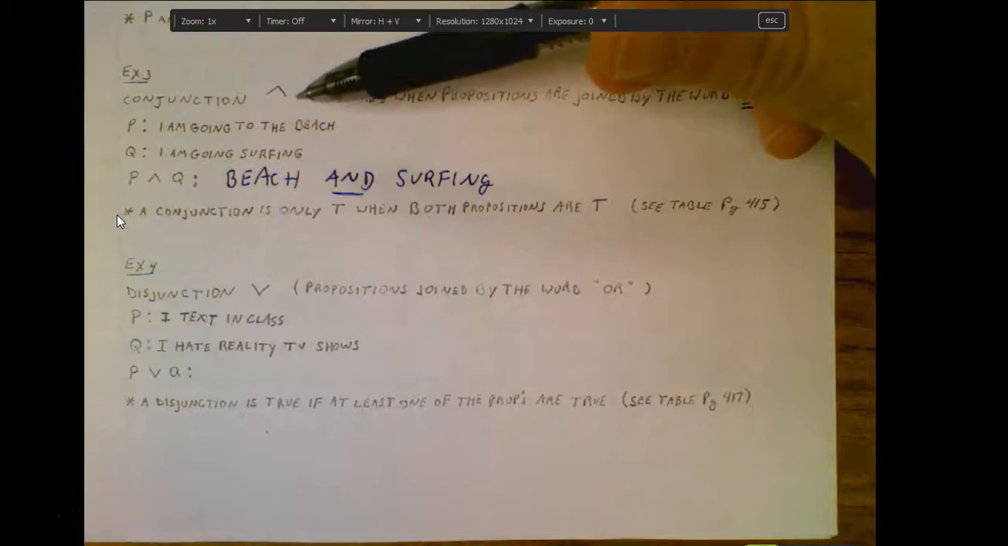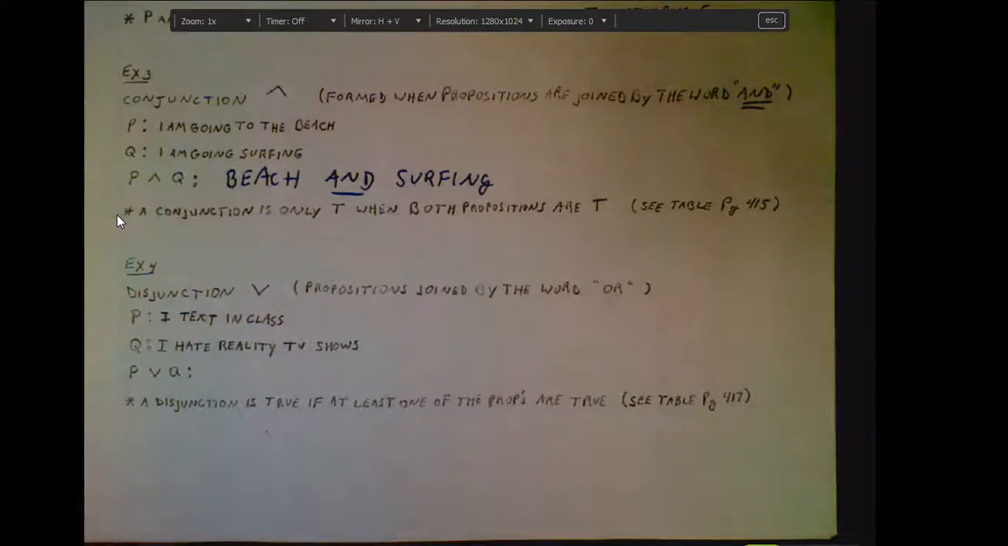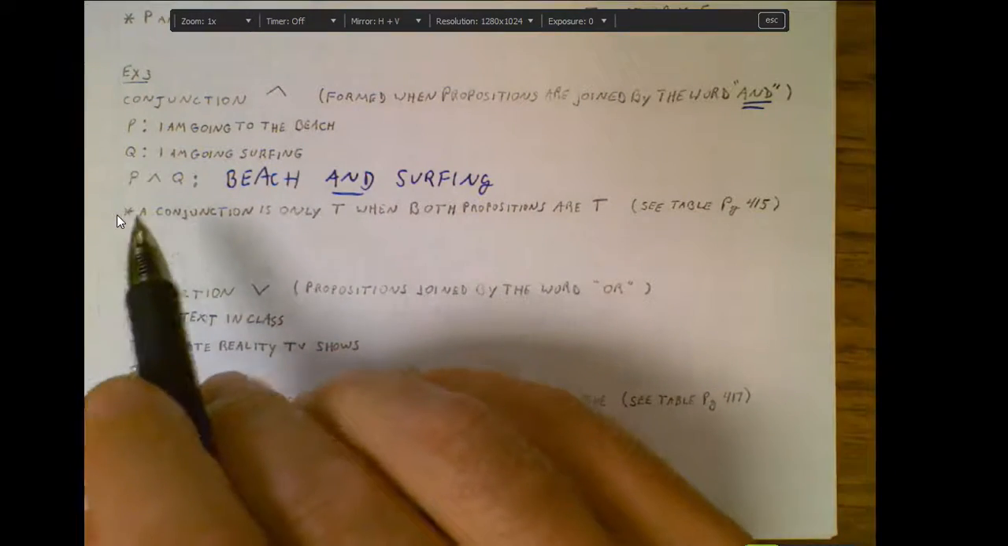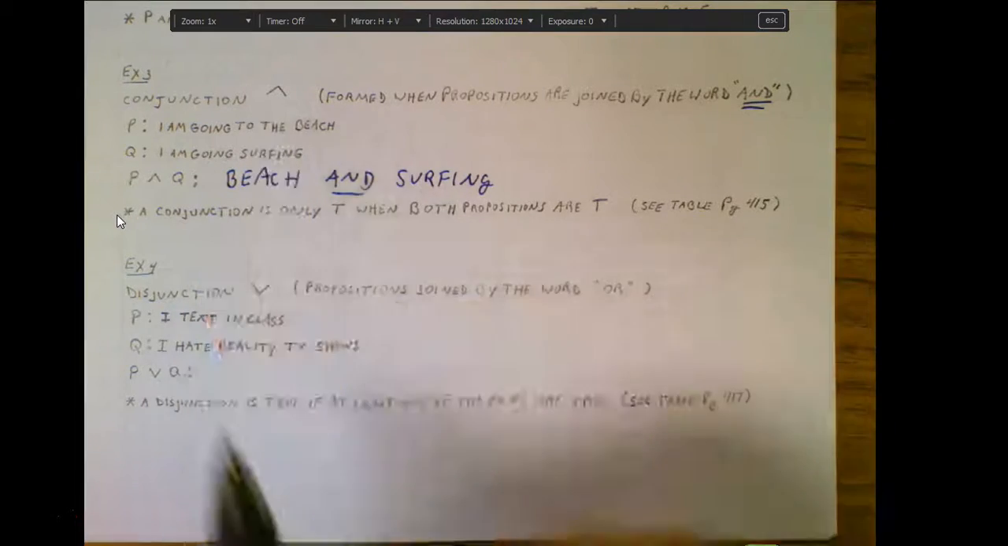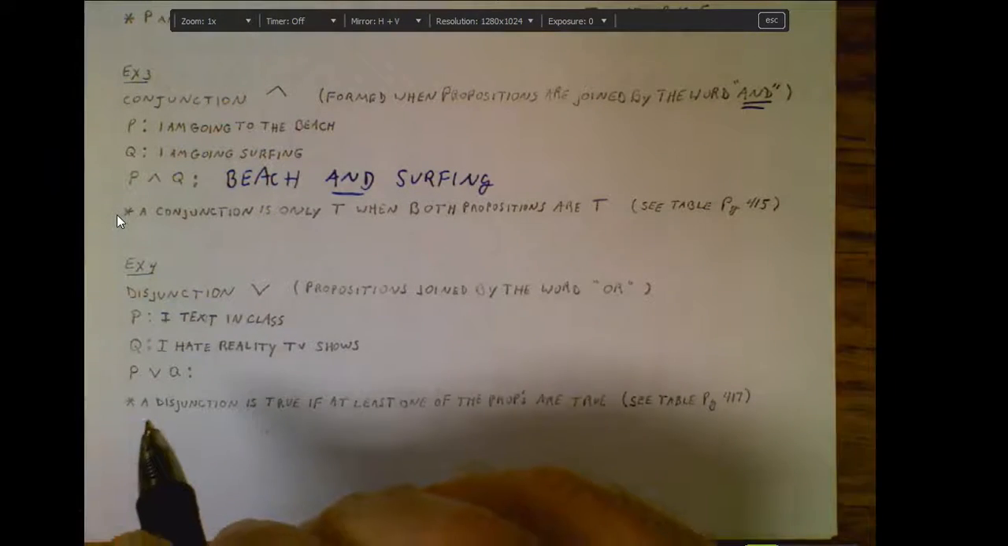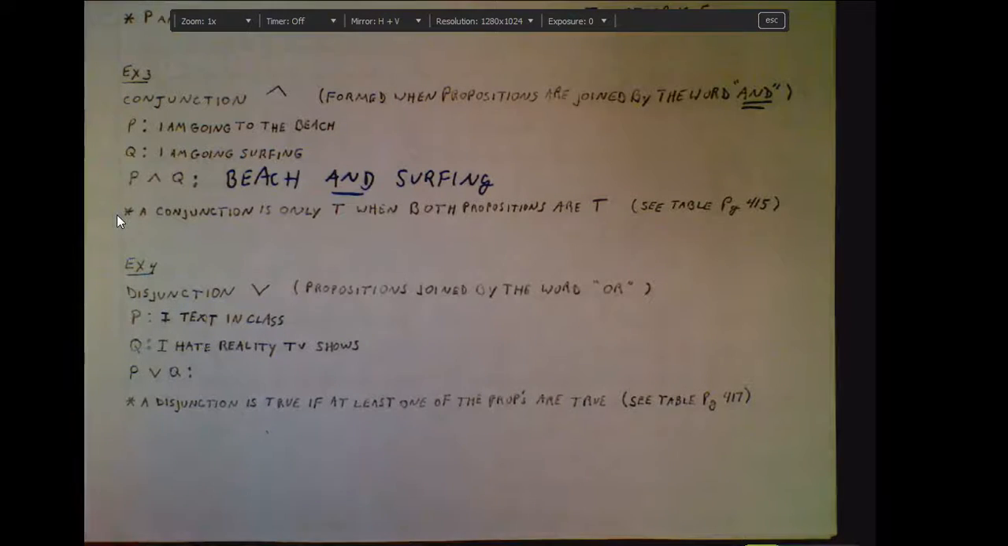Again, know the notation for this. That's really important because things are done throughout the chapter in words and in symbols, and so it's really important that we know how to go back and forth between the two. So when is a conjunction true?